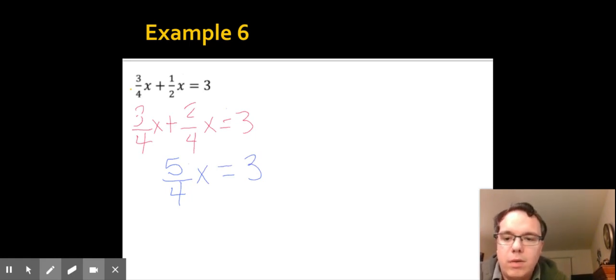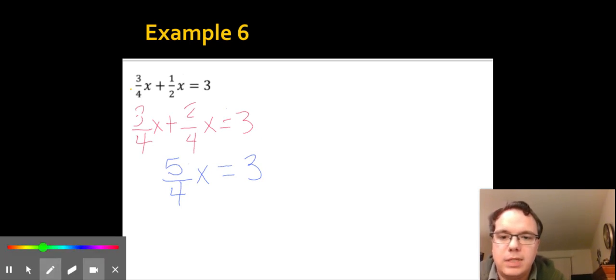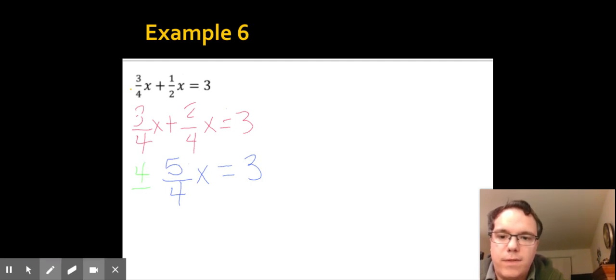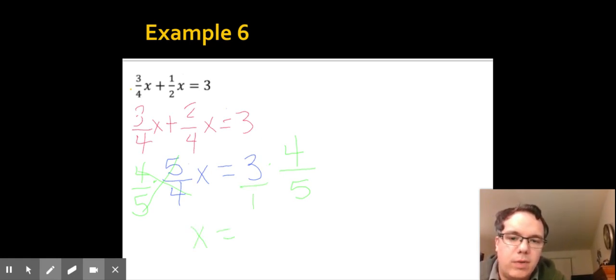So now again, how do we divide by a fraction? We multiply by its reciprocal. So the reciprocal of 5/4 is 4/5. And again, I'm going to show this step because it is something we forget how to do. So 5's cancel out, 4's cancel out, so I'm going to get x equals, and remember this is 3 over 1, so 3 times 4 is 12, 1 times 5 is 5.